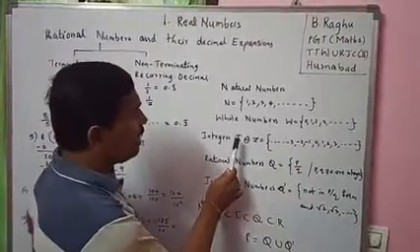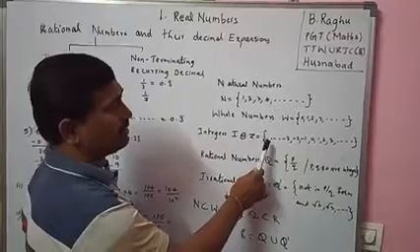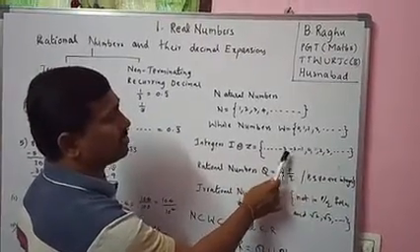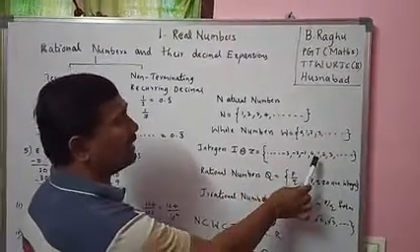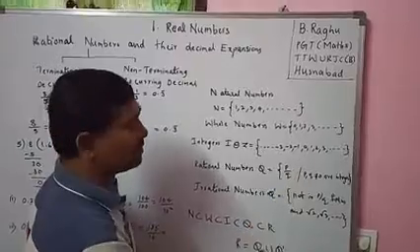This is whole numbers. If you add negative integers to the whole numbers, that is the integers. The integer set is denoted by I or J. Negative numbers: minus 1, minus 2, minus 3, minus 4, and so on, and 0, 1, 2, 3, and so on.